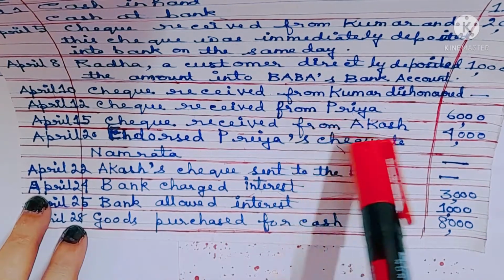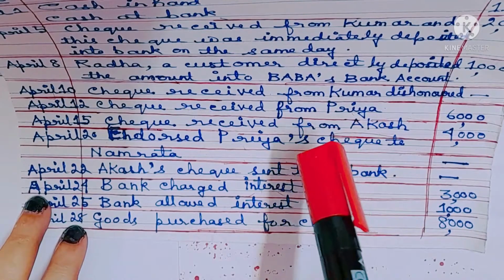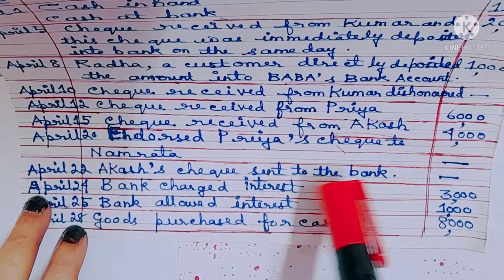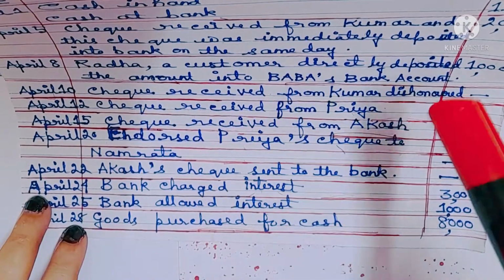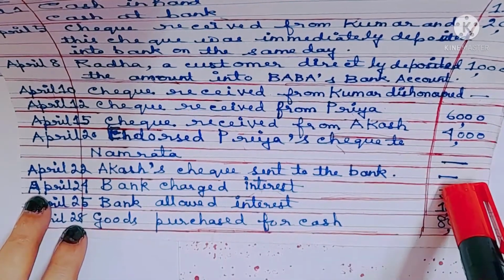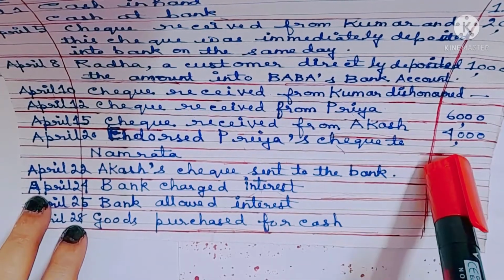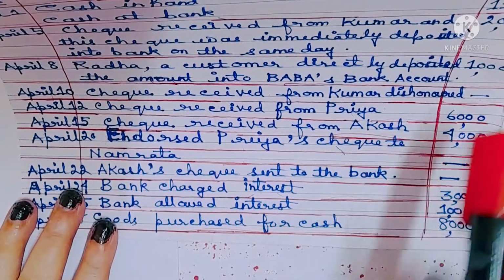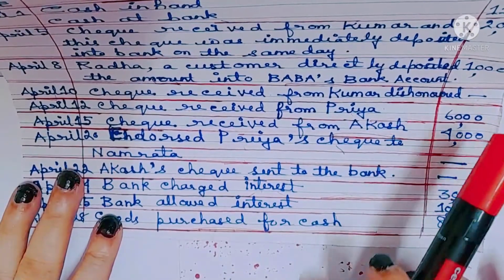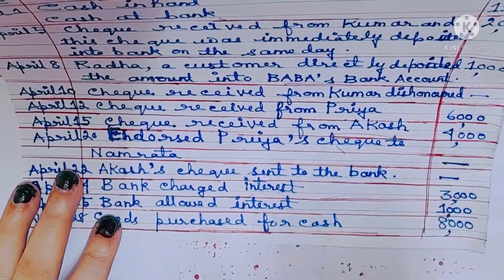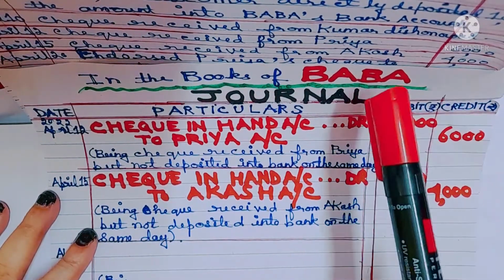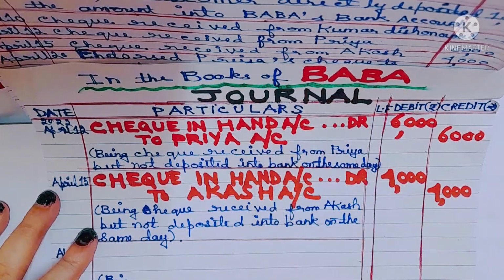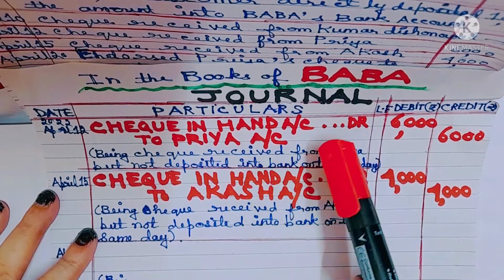Why? Check in hand account debit to Akash account. Since there is no bank account on the debit side and there is no bank account on the credit side, how can you record? Or there is no cash account on the debit side or there is no cash account on the credit side. So we cannot record this journal entry in the double column cash book. Instead, we'll have to record this journal entry in the journal. Let me show you. The check received from Akash on 15th April was 4,000. But this transaction cannot be recorded in the cash book. Instead, we'll have to record this transaction in the journal.